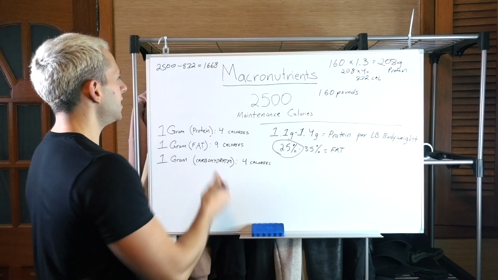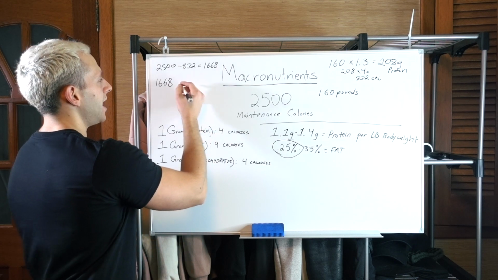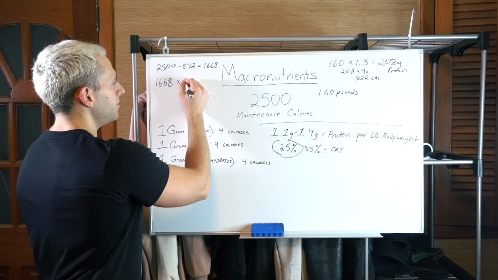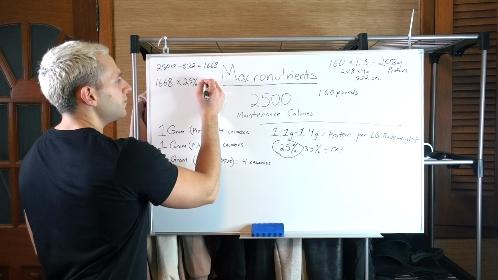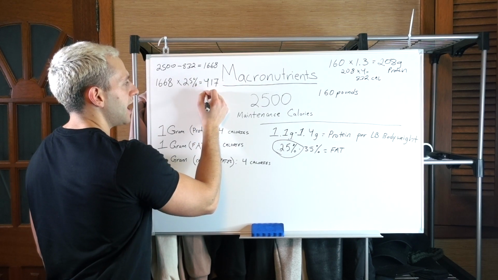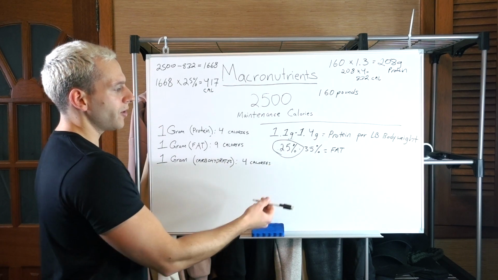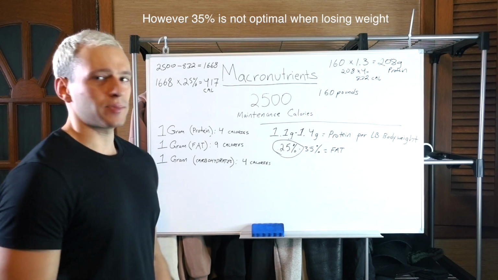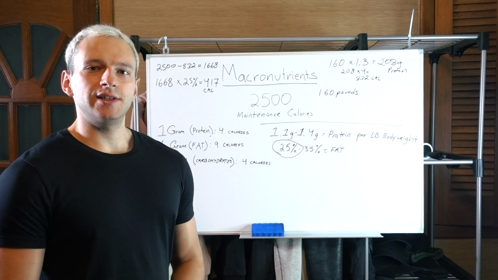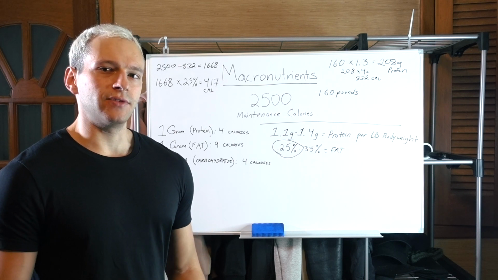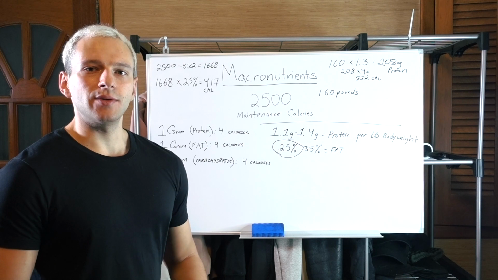So what we're going to do is we're going to take 1,668, which is the calories we have left, and we're going to multiply by 25%, which is going to equal 417 calories. If you're a person that prefers to go for more fats, you can pick the 35% of fat. It might actually be better for you because everybody's body can react differently. So maybe for you, the 35% of fat would actually be better performance in the gym.